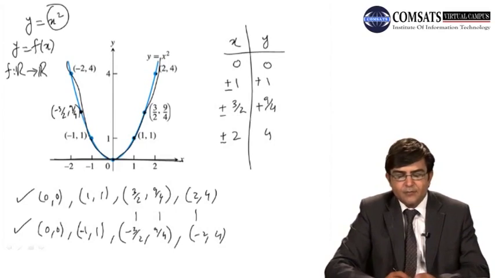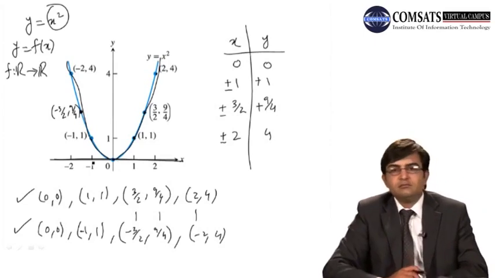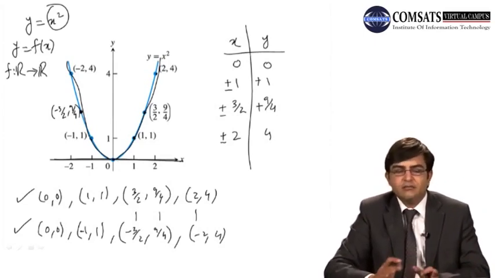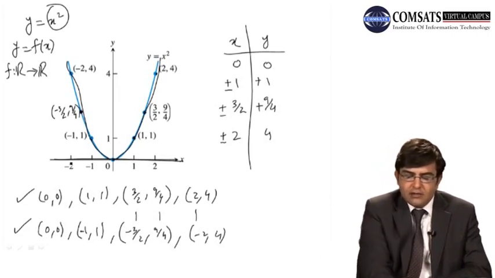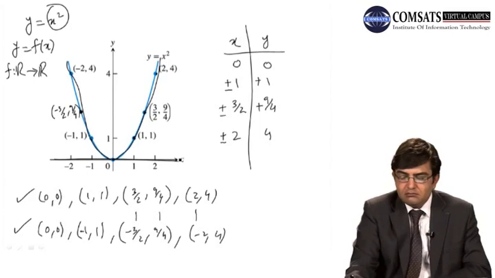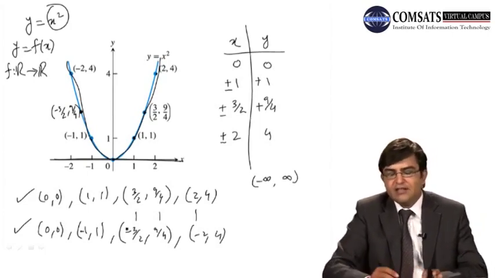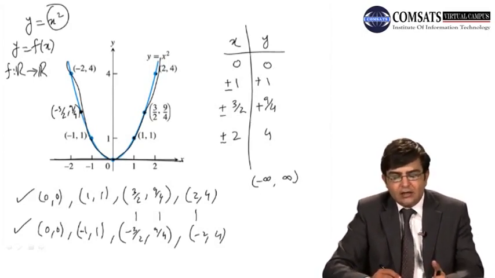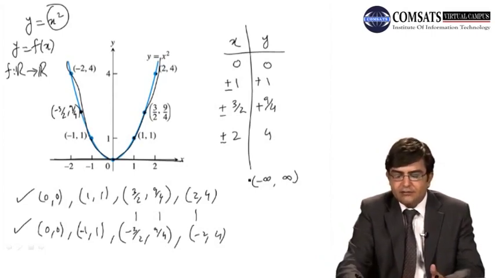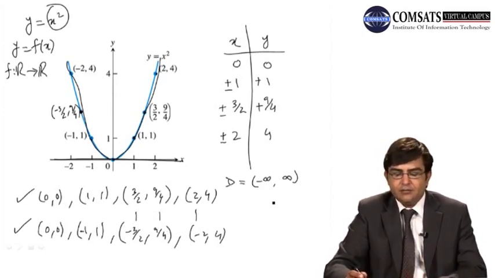Here you can see that we can take any value of x, and we will obtain some value of y. So the domain here could be minus infinity to plus infinity, open interval, because minus infinity and plus infinity are not included. So the domain could be any number on the real line. If we denote it by d, this is minus infinity to plus infinity.